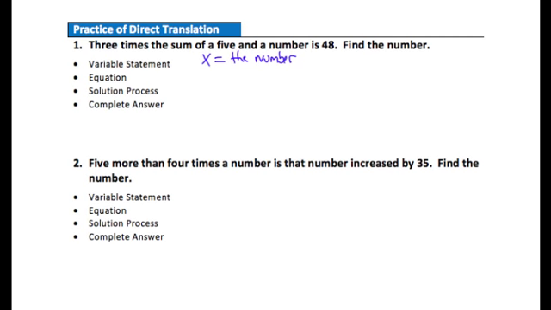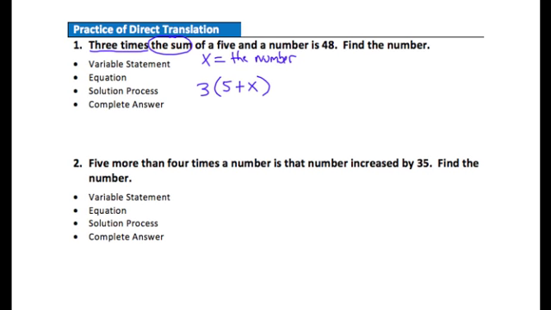Okay? So 3 times the sum. Notice we're taking 3 times, but not just one thing. We're taking 3 times this whole sum. So if we want to take 3 times that whole sum, we need to put that sum in parentheses so that we're taking 3 times this whole sum. Now, what are we taking the sum of? We're taking the sum of 5 and our unknown number. Okay, so the sum of 5 and a number. So that's going to look like this.